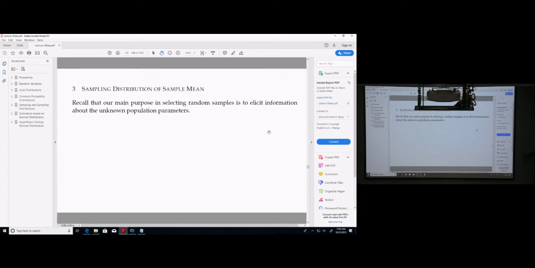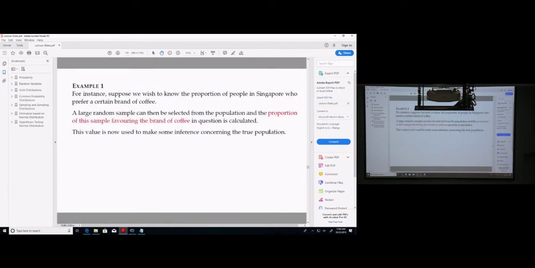A sampling distribution of the sample mean, this needs a little bit of thinking, because recall that our main purpose in selecting random samples is to draw information about the unknown population parameters. So we will form something like what we call a summary statistic, like the sample mean and so on, and use the sample mean to estimate the population mean. All right. So this is what we are going to do.